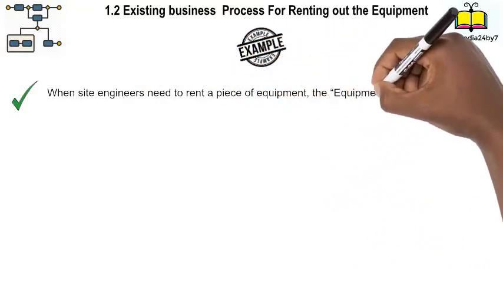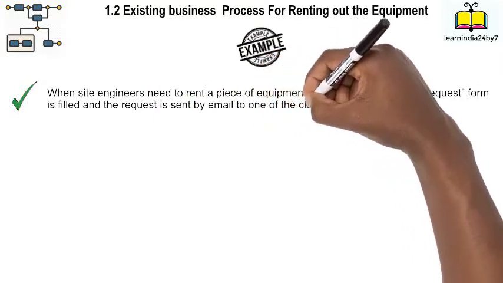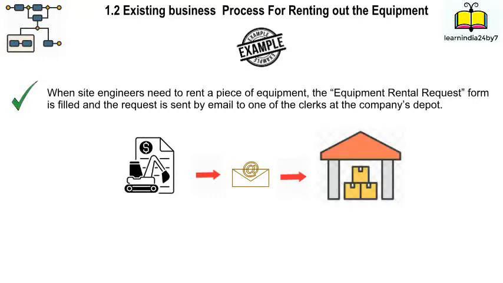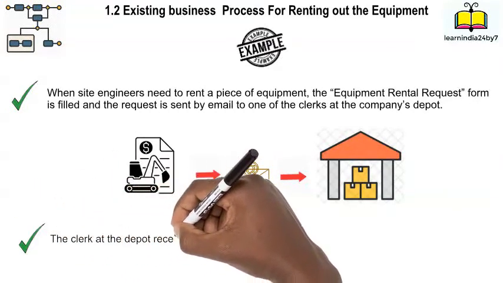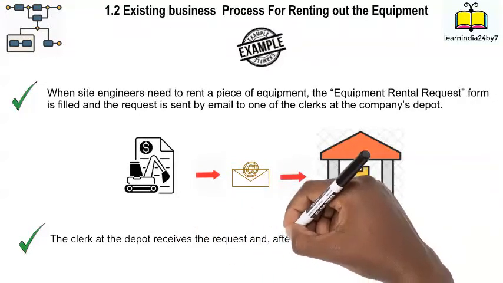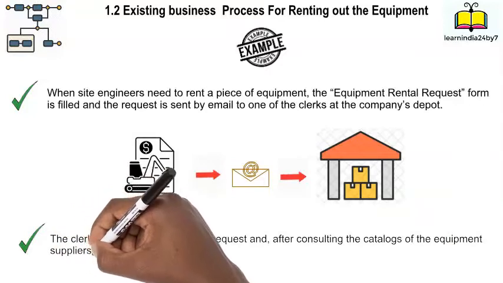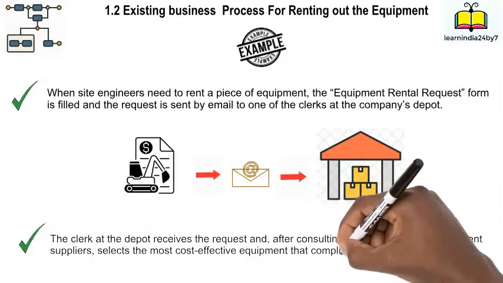When site engineers need to rent a piece of equipment, the equipment rental request form is filled and the request is sent by mail to one of the clerks at the company's depot. The clerk at the depot receives the request and, after consulting the catalog of equipment suppliers, selects the most cost-effective equipment that complies with the request.